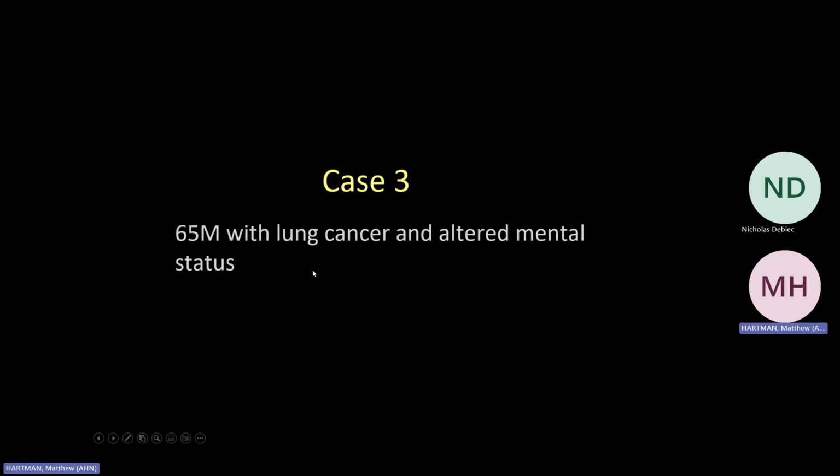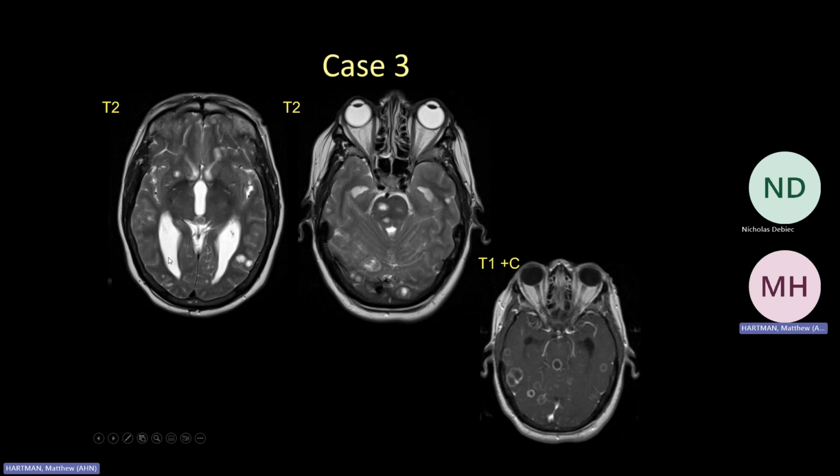Okay, case number 3, lung cancer, altered mental status. I know what I'm thinking. What are you guys thinking? We do the MRI. Again, bones are dark. That's an MRI. The vents are bright here, so this is T2. Vents are dark here. This is T1, but our vessels are lighting up, so this is T1 with contrast.